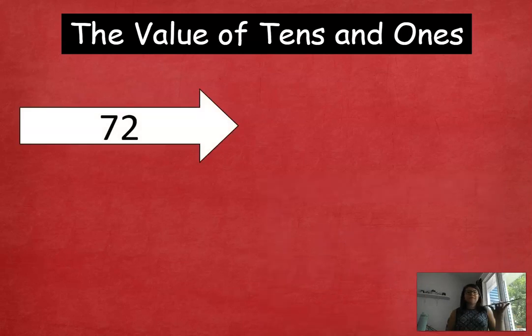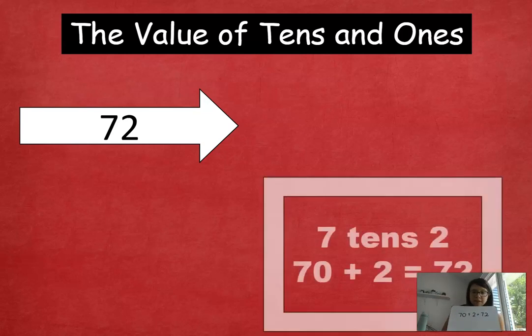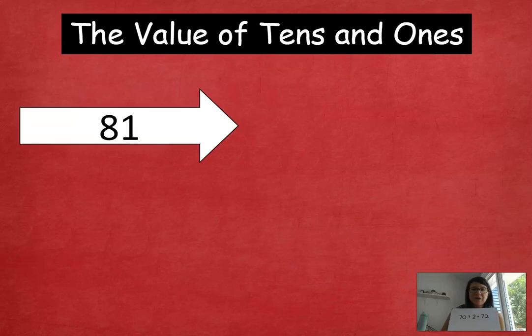Next one. 72. Okay. Ready? I have the value of my 10s, 70, plus 2 extra ones equals 72. There are 7 10s, 2 1s, so we'd say 7 10s 2. 70 plus 2 equals 72. Awesome. 81.